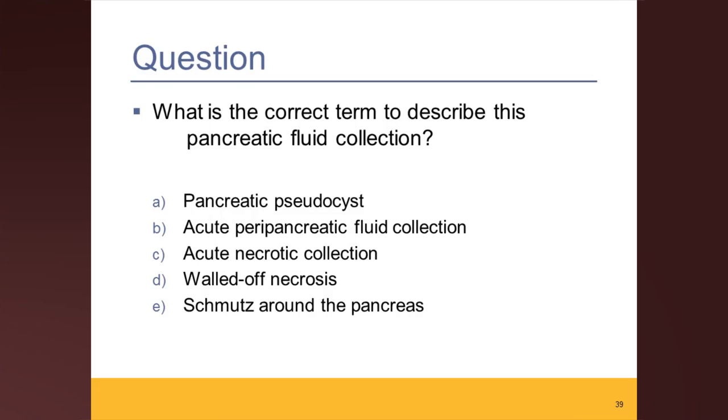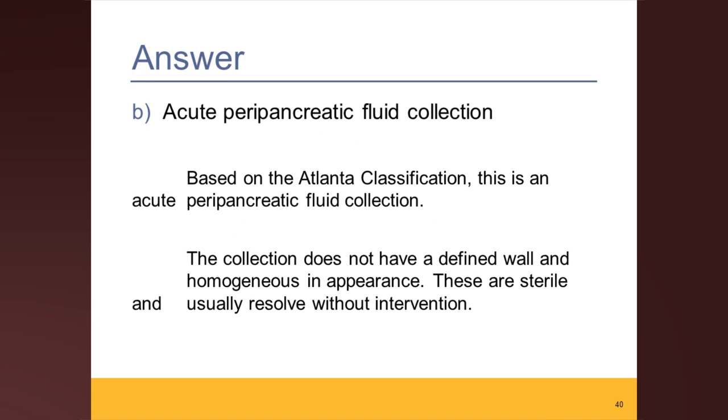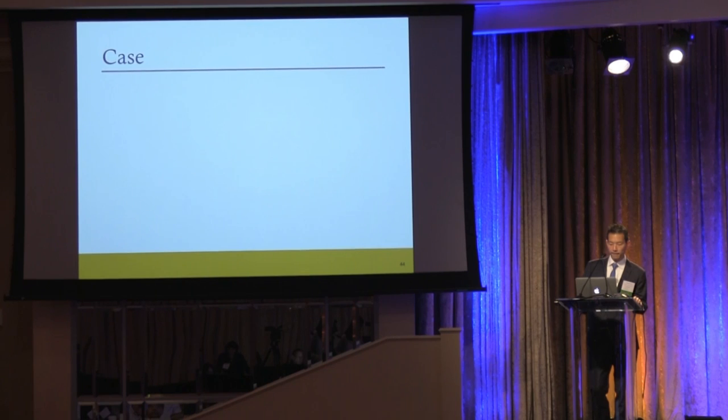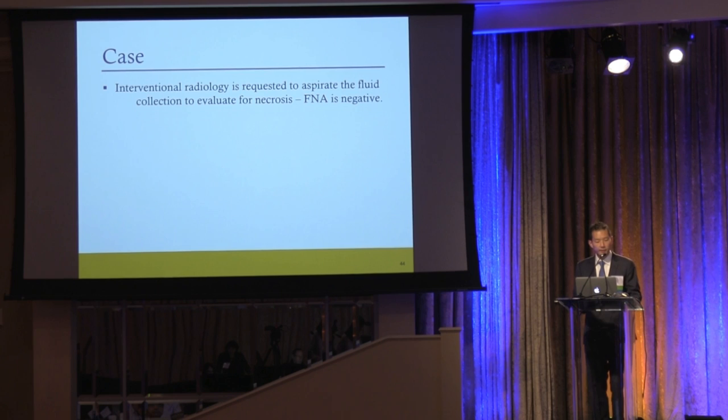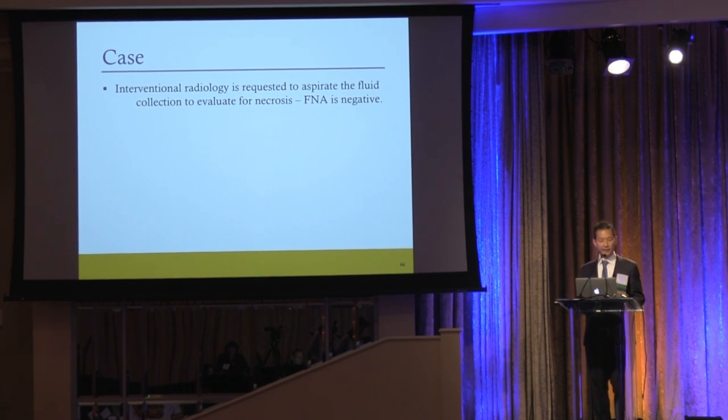So just getting back to this question, what's the correct term to describe this peripancreatic fluid collection? And I agree with the audience, this is an acute peripancreatic fluid collection based on the Atlanta classification. All right, so we're gonna go on with the case. So again, they make a mistake here. IR is requested to aspirate the fluid collection to evaluate for necrosis. And of course, the FNA is negative because this is an acute peripancreatic fluid collection. There's no necrosis here to begin with. So not surprisingly, the FNA is negative.